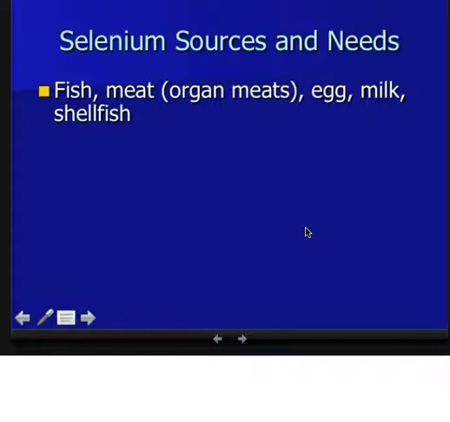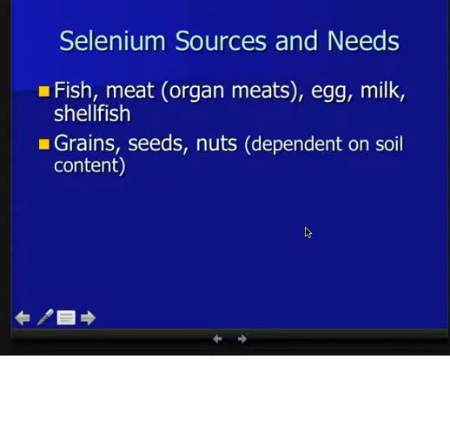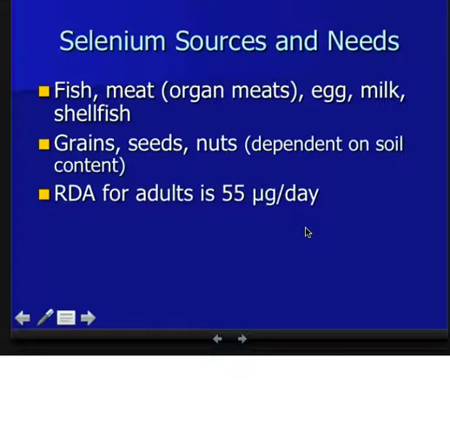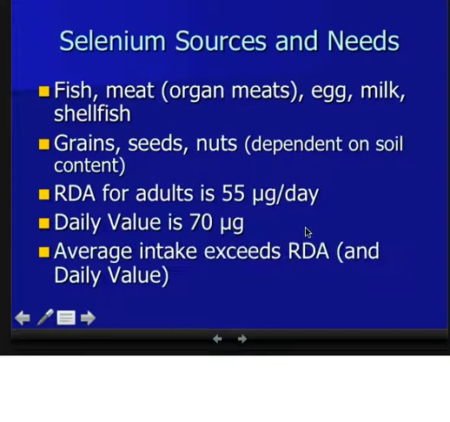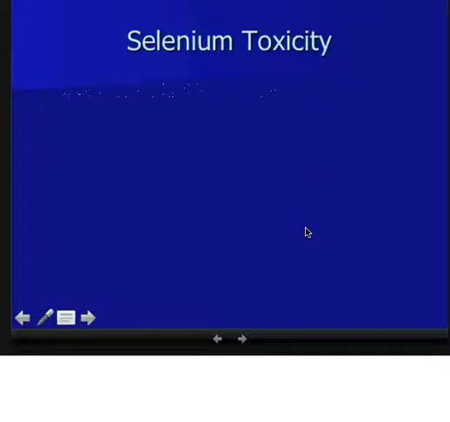What are our sources and our needs? Well, our sources are fish, meat, eggs, milk, and shellfish, grains, seeds, and nuts. The RDA is 55 micrograms per day for selenium. A microgram is 1 times 10 to the minus ninth grams. It's a very tiny amount. And the daily value is 70 micrograms per day. The average intake usually exceeds the RDA and the daily value.